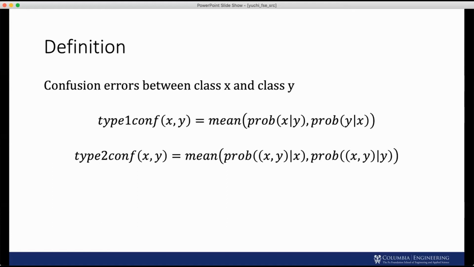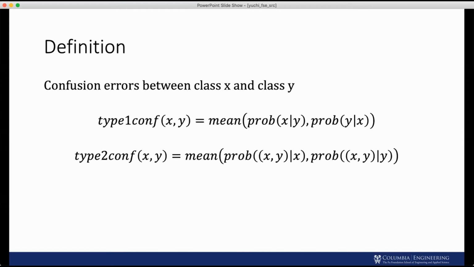There are two types of confusions. Type 1 confusion is for single label classification, where each image only has one label. So either X is misclassified as Y or Y is misclassified as X. We define type 1 confusion as the average value between the probability X is misclassified as Y and Y is misclassified as X.